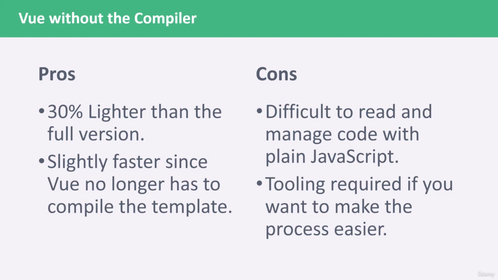The main advantage of using Vue without the compiler is the size reduction of the file. By removing it, Vue will be reduced to about 30% of its original size. This reduction will, in turn, increase loading times. Vue is also much faster since it doesn't have to worry about compiling your templates. The downside of using Vue without the compiler is that it's harder to read and manage without the proper tools.